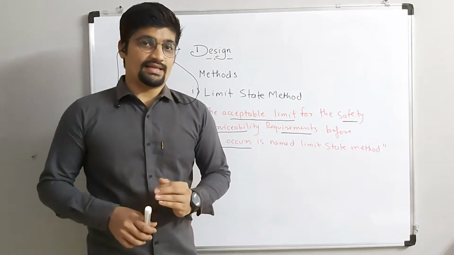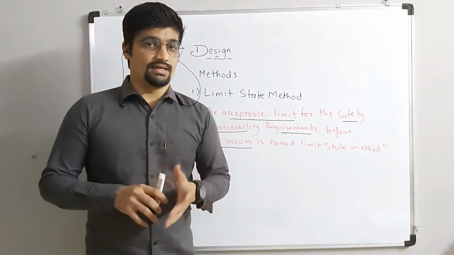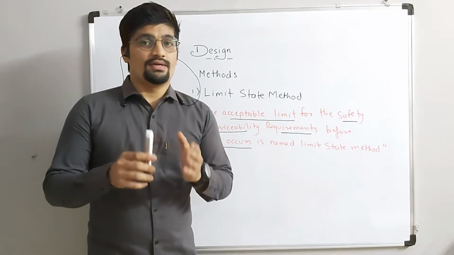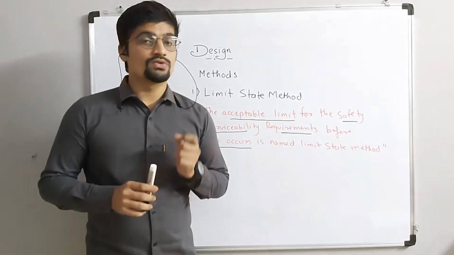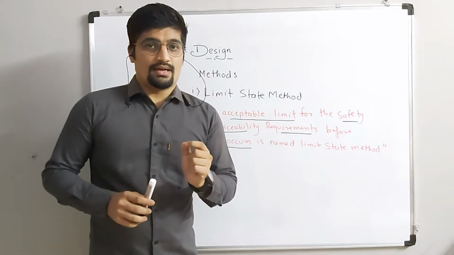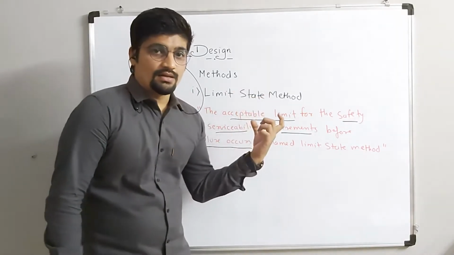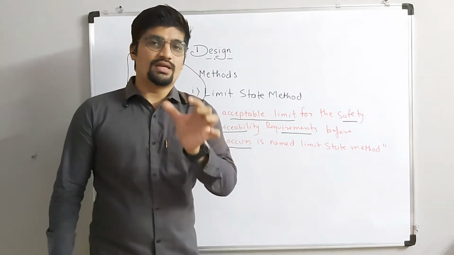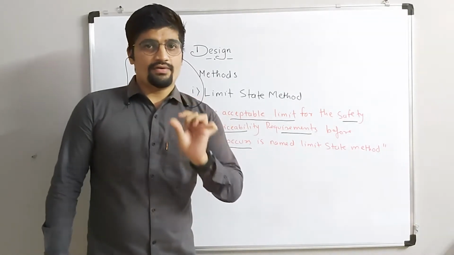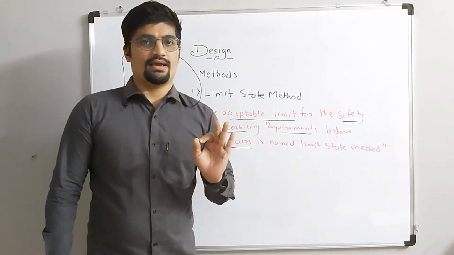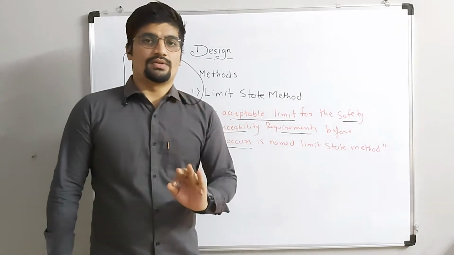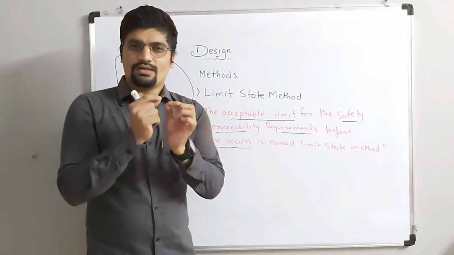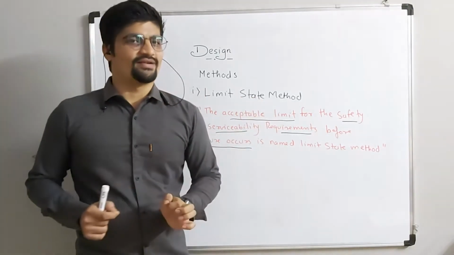As an example, I have constructed one building and I have given that building a 25 years life period. It means that I have designed it with the limit state method and the structure should resist all the loads throughout its 25 years. After 25 years, I can't guarantee anything about that structure. That is the short explanation of the limit state method.